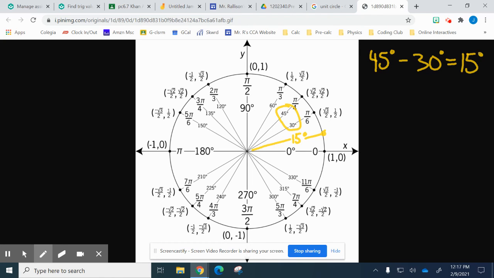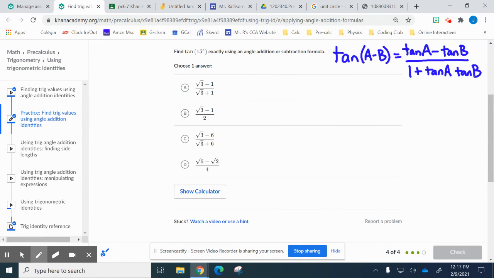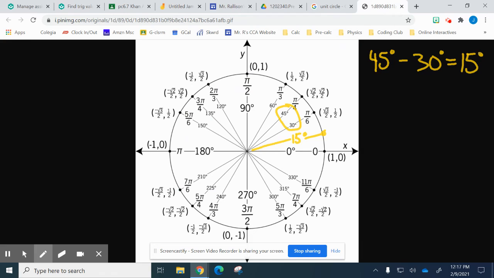Because 45 minus 30 will get us to 15, right? So for angle A, we want the tangent of 45 degrees, which equals what? Well, that's an exceptionally easy one, because 45 degrees, if you remember, is an isosceles triangle. The x and the y legs are the same, and the hypotenuse is different.